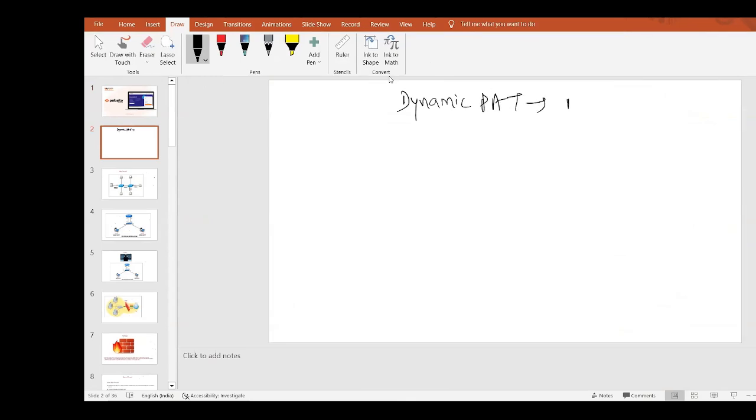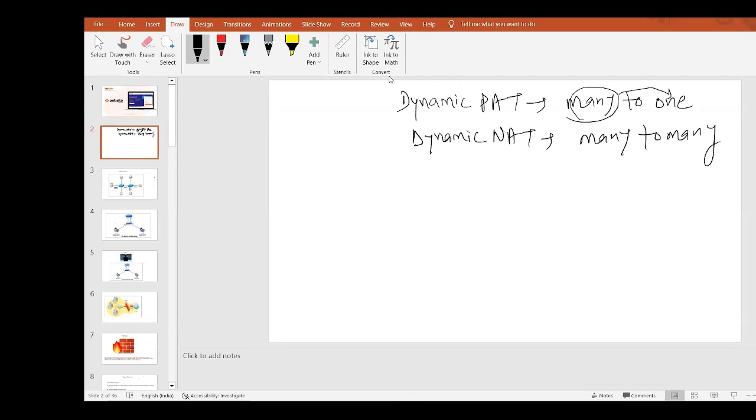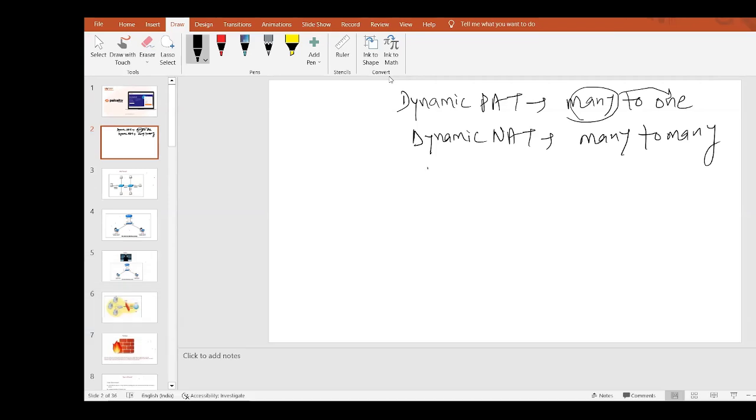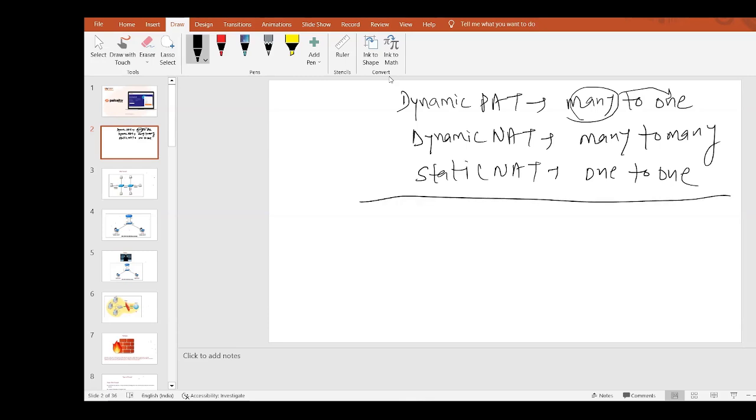Many people used to say many to one, like many local IPs change to one IP, for dynamic PAT. People also say many to many, like if we have multiple local IPs and also multiple public NATed IPs. And static NAT, we know it is one to one NAT. So that's how people even used to say it. Dynamic PAT, dynamic NAT, static NAT, I think all of those are complete.